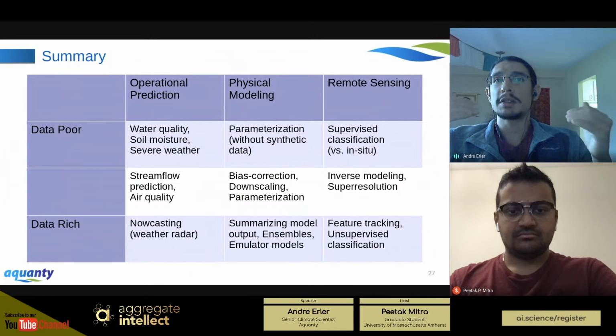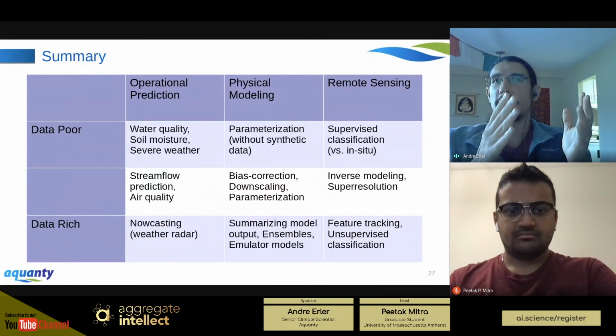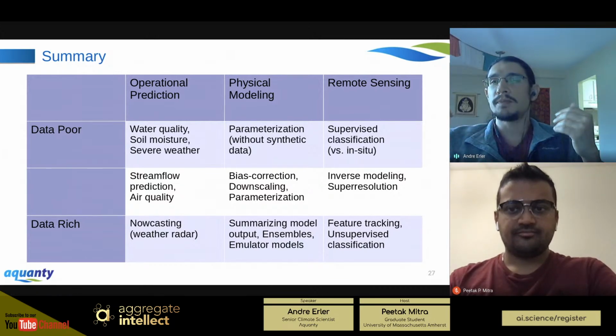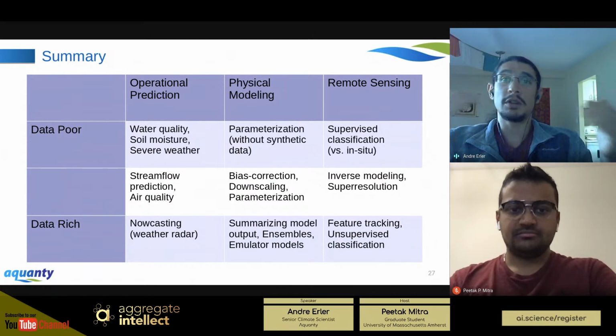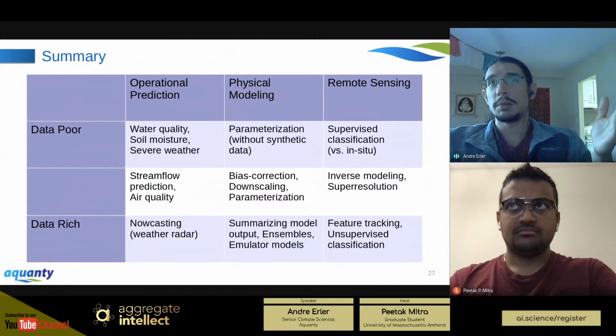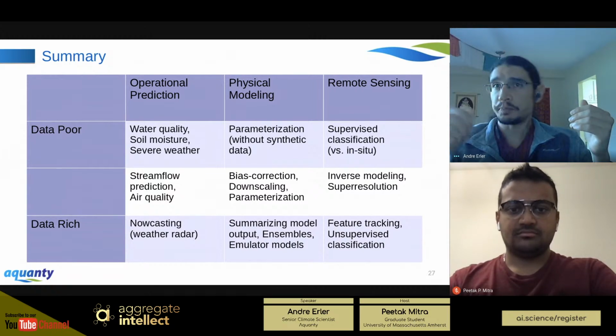And then there are sort of applications that are in between, like streamflow prediction. We talked about this a bit. It was just difficult to put all the data together. Then there's inverse modeling, and we talked a bit about that. It varies a bit how much data you have there and whether you want to use synthetic data. Synthetic data being data that's produced by a physical model.